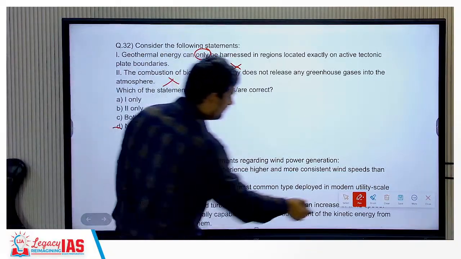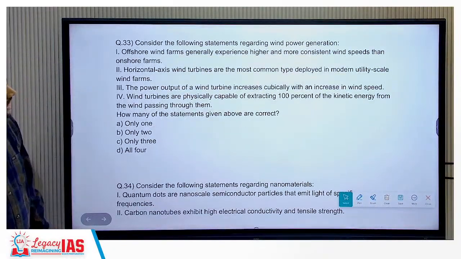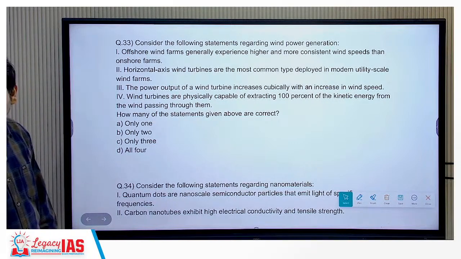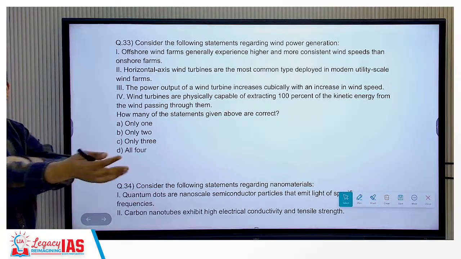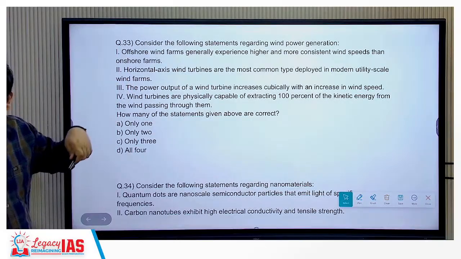Then next, offshore wind farms generally experience higher and more consistent wind speeds than onshore farms. Correct? Why? Because you don't have any obstruction. You can also use what you learned there, surface winds.